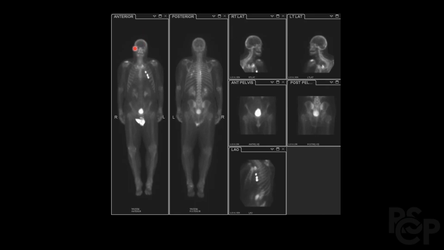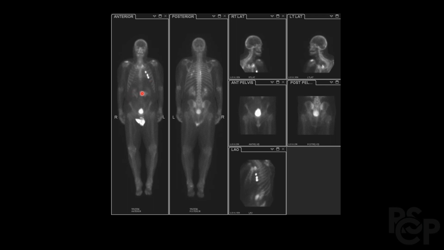Again, starting from the top and working our way to the bottom, we notice the skull appears to be normal, with no increased focal areas of uptake or any diffuse uptake present anywhere. Then working our way downwards, we see focal areas of uptake along the ribs. Again, this forms a diagonal pattern like we saw earlier. So this is indicative of trauma.